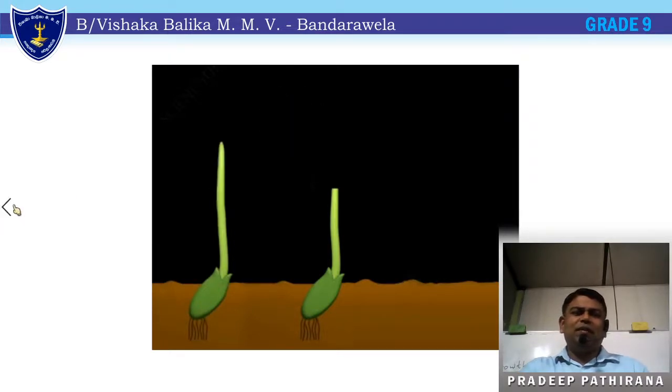So from this one we can conclude one thing. Our conclusion is there is a substance secreted by the top of the plant, and that substance causes the plant to grow. When we remove that part, that substance doesn't secrete. Therefore, the growth doesn't take place.